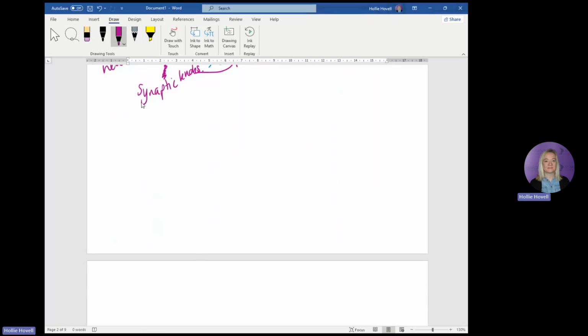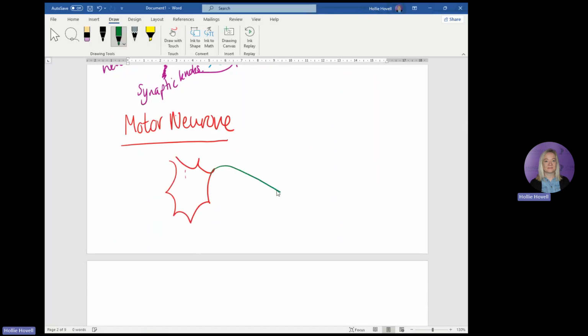Then the third type we're going to have is going to be the motor neuron. And the motor neuron is kind of the classic one where you've got the cell body at one end. So you've got cell body, nice long axon, and then it divides here. So in the middle there, we've got our nucleus. The area around that is going to be the cell body.